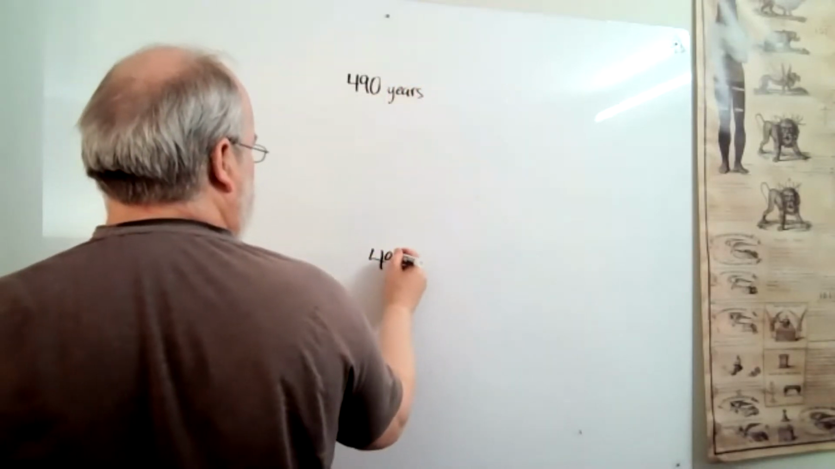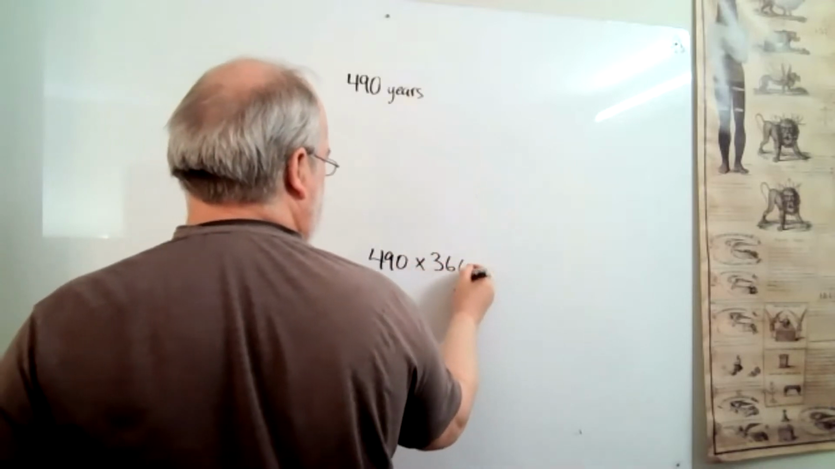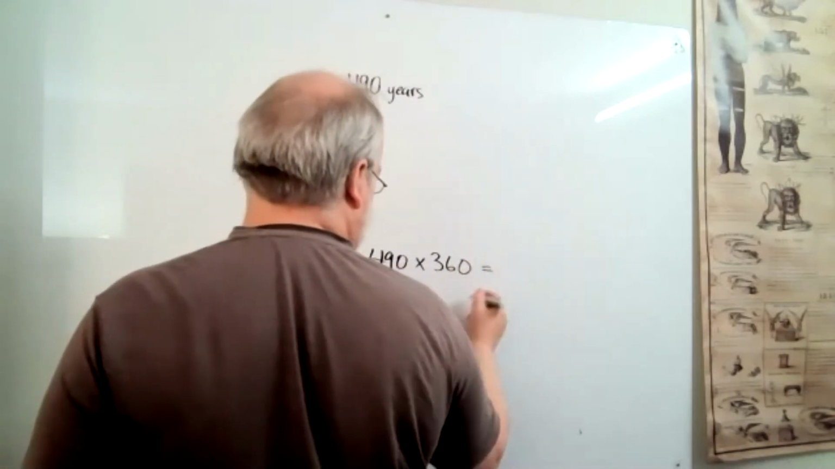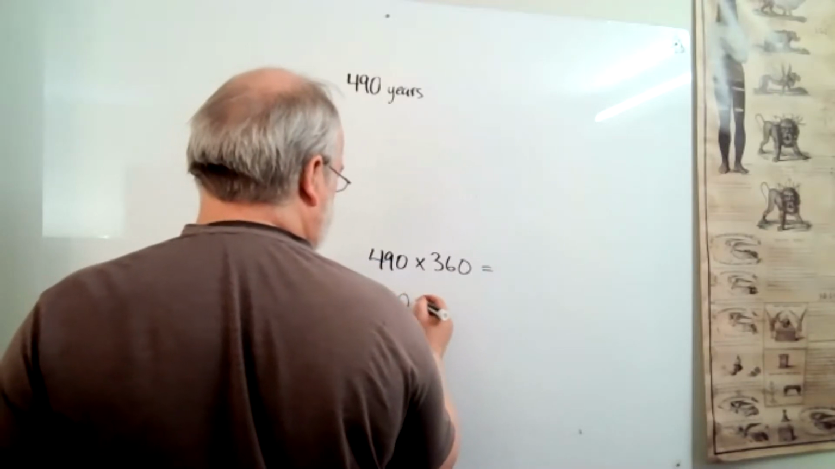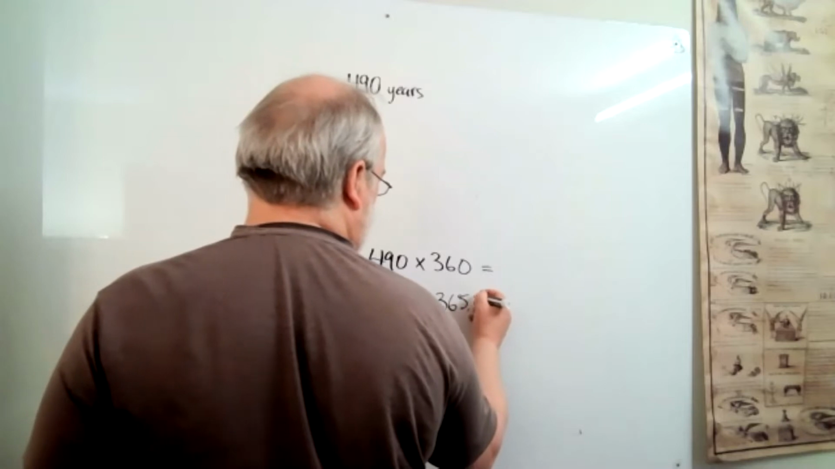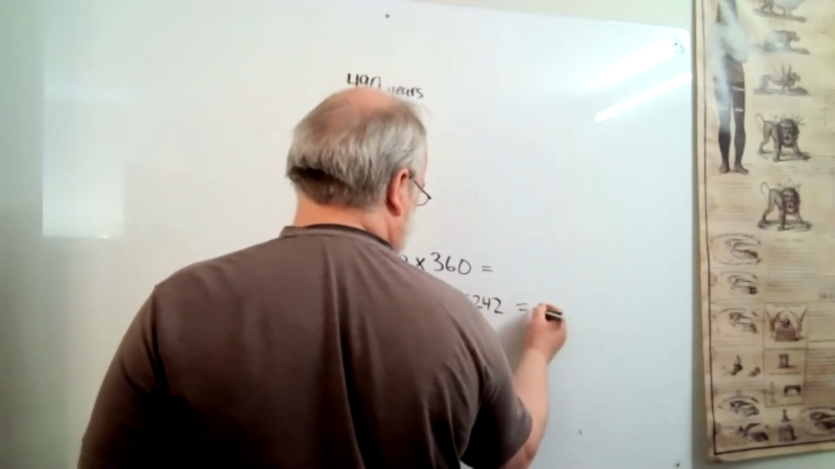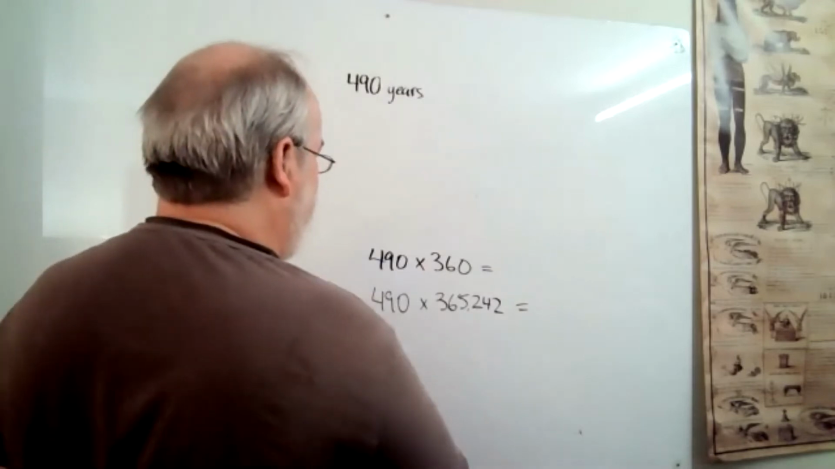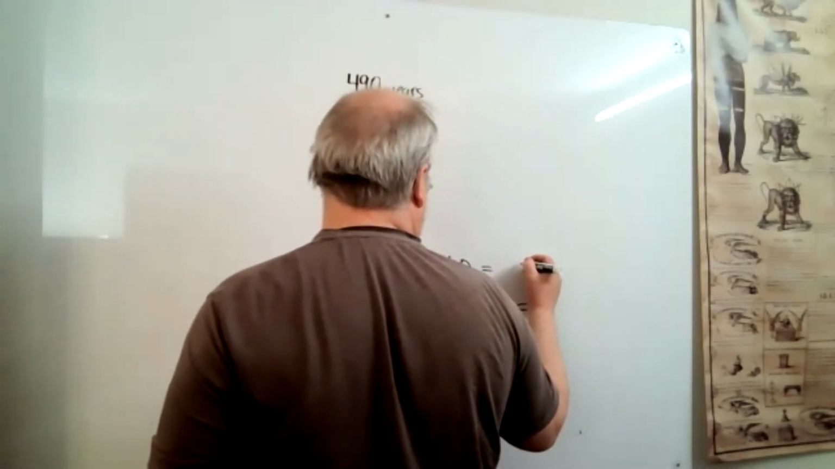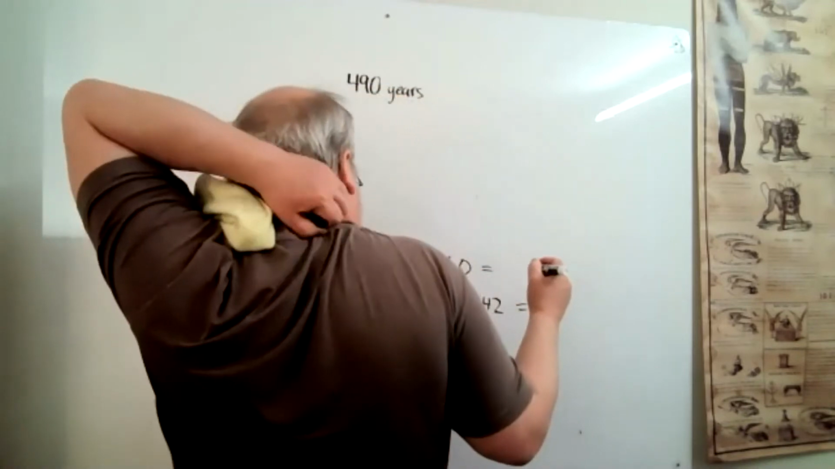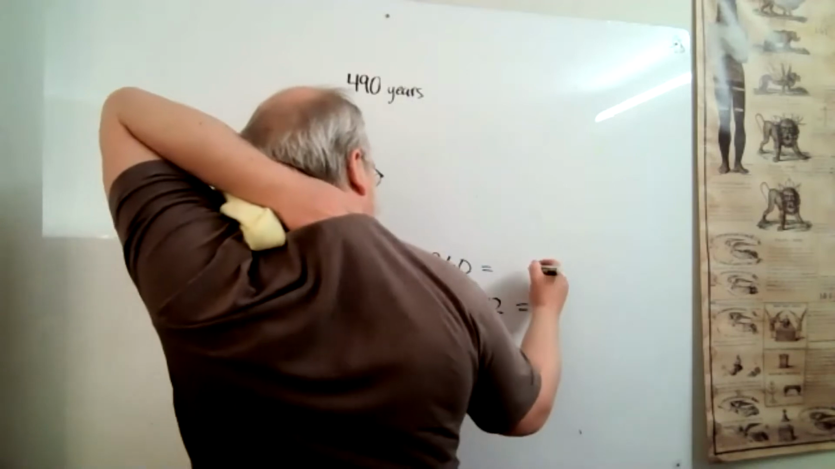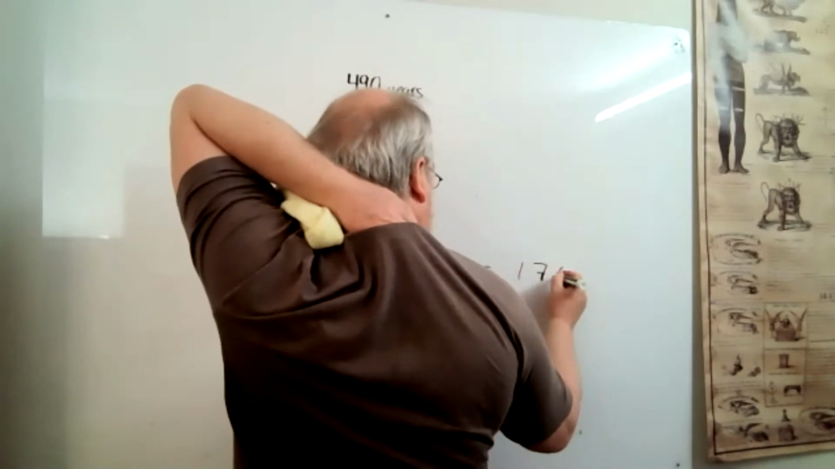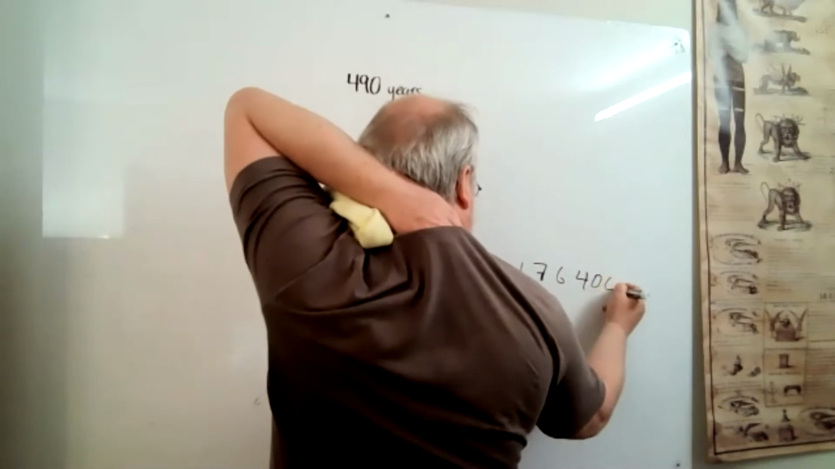So if I count 490 years times a year of 360 days, I'm going to get a different number of days than if I count 490 years times 365.242 days. So how many days is 490 times 360? I need somebody to do the math for me. 176,400 days. There you go.